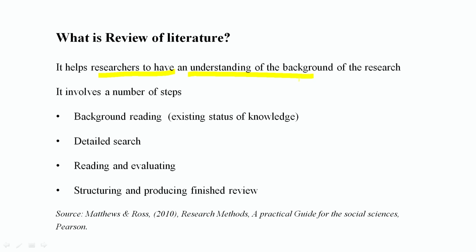Review of literature is mandatory for all kind of research work, whether it is a dissertation or a research paper. It involves background reading, that is a generic reading about what is going on, and a detailed search of information, then in-depth reading and evaluation process, and finally structuring it in an appropriate way so that you can use it in your dissertation. This is recommended by Matthews and Ross in their book Research Methods, a Practical Guide for Social Sciences.